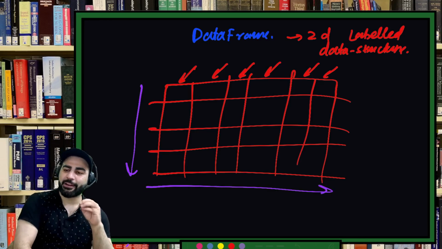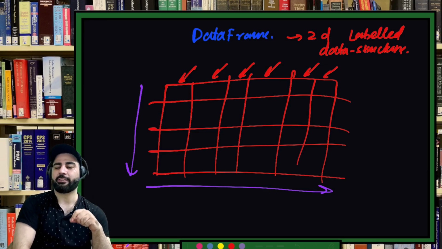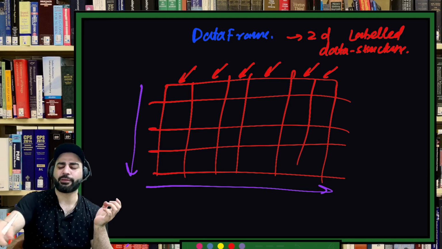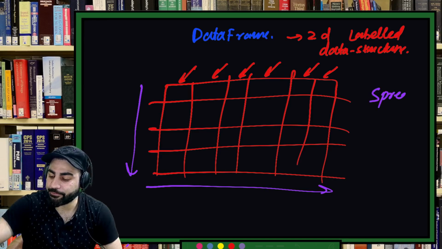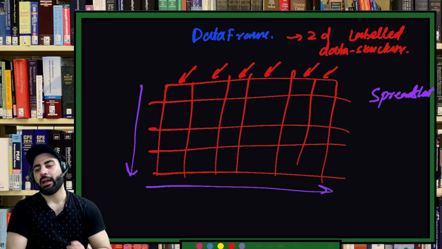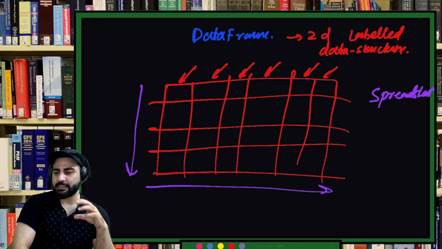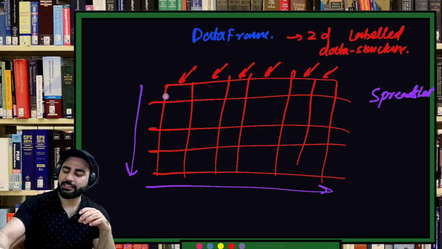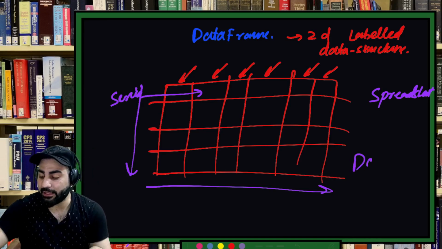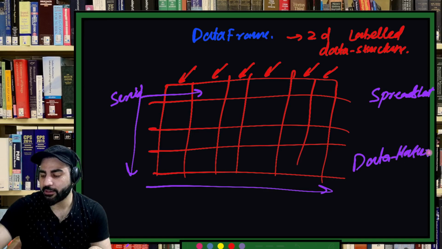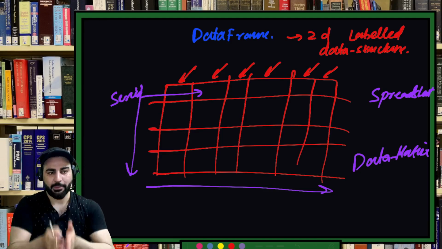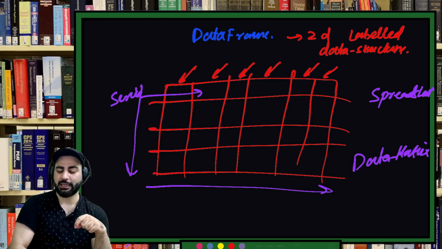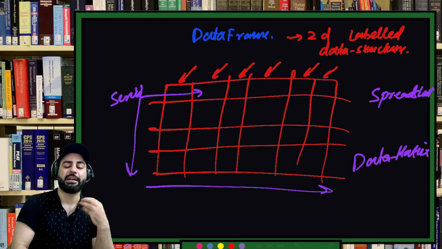This data frame is a two-dimensional labeled data structure with columns that have potentially different types. They can be of the same type also, but they can be of different types. As I said, you can think of it like a spreadsheet in Excel. Each of these can be treated as a series. This looks like a data matrix now. That's why I showed you the data matrix first. Each row can be thought of as a data point, and each column as a feature, and features have different types of data.